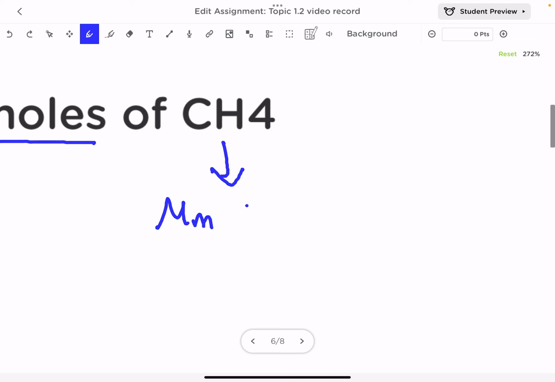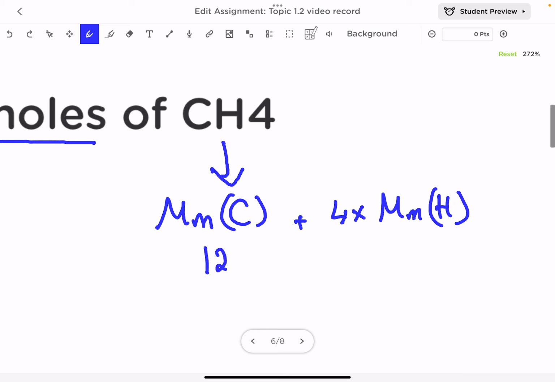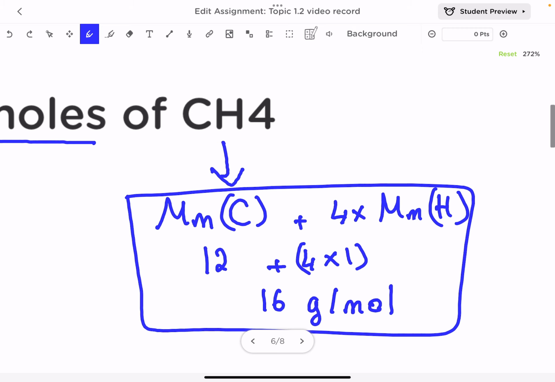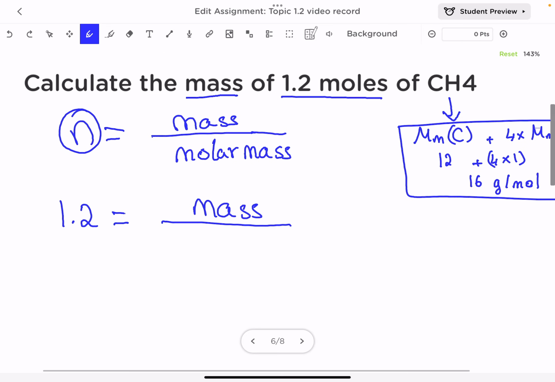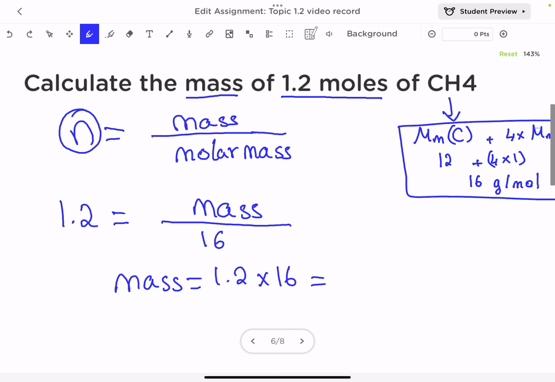It is equal to the molar mass of carbon plus 4 times the molar mass of hydrogen atoms. And that is 12 plus 4 multiplied by 1. The answer is 16 grams per mole. So that's the molar mass of methane. So coming back to this formula, 1.2 moles and 16 the molar mass. So the final answer would be the mass equal to 1.2 multiplied by 16, and that is 19.2 grams.